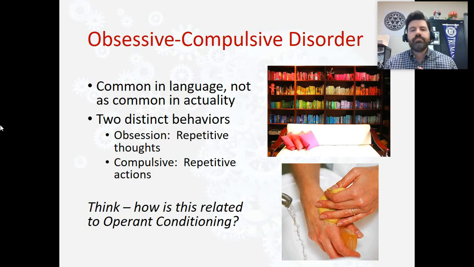Finally, let's talk about obsessive-compulsive disorder, which maybe you're thinking, well, that was kind of a wild turn out of left field, but it really isn't, because obsessive-compulsive disorder is this really fascinating component of abnormal psychology that is a perfect example of operant conditioning. We're going to get to it in just a second, but first let's dispel some myths.